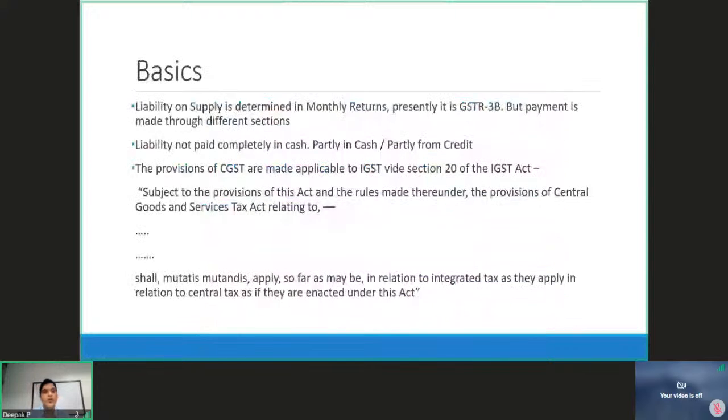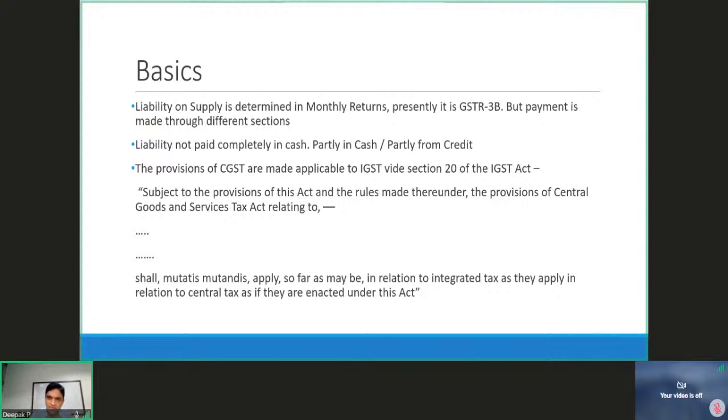Okay. Now we'll move to the basics. Liability on supply is determined on the monthly return, which is presently the GSTR 3B. The earlier provisions used to talk about very simple returns called GSTR 1, 2, 3, but unfortunately GSTR 2 and 3 are not implemented because of technical glitches. We have only GSTR 1, and GSTR 3, which was the primary return, got substituted by GSTR 3B. Okay, GSTR 3B is practically the monthly return.